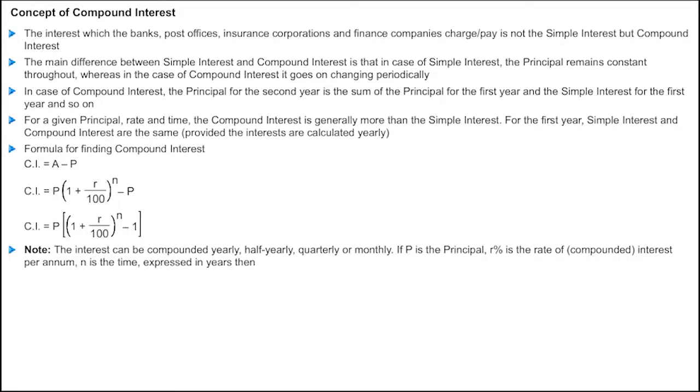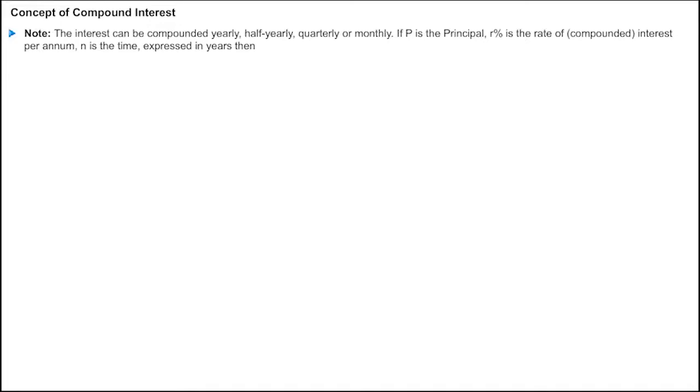Now, we have to keep in mind that the compound interest can be calculated on a yearly basis, half yearly basis, quarterly or monthly. So, the interest can be compounded yearly. That means the interest is calculated once in a year. Half yearly means the interest is calculated twice in a year. Similarly, quarterly means after every 3 months, interest is calculated. So, when I say interest is compounded quarterly, it means every 3 months the interest is calculated.